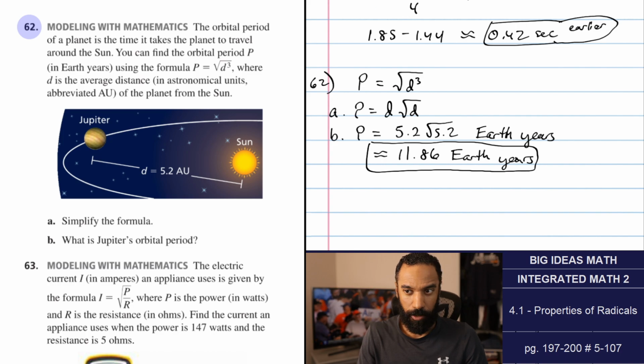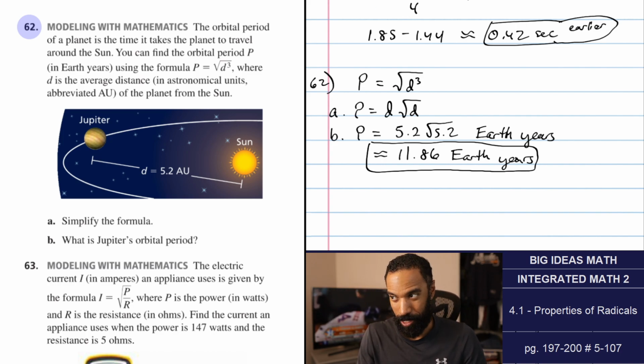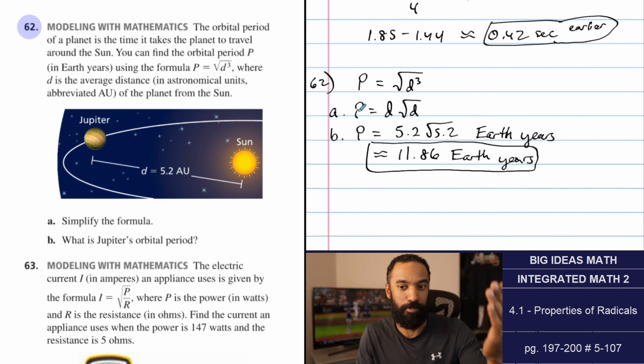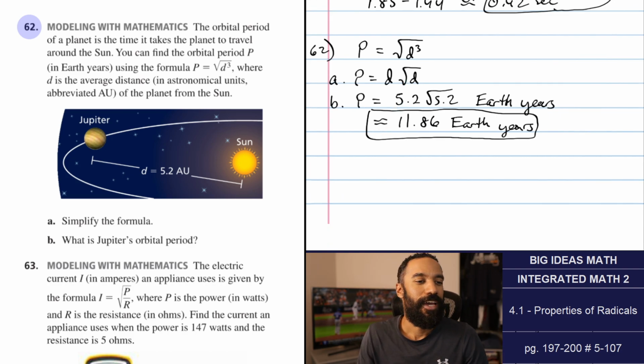I was wondering how long it would take Earth to orbit the sun in Earth years. It'll take 1. I think the real question was how many astronomical units away is Earth from there, and we could totally just plug in 1 for P and kind of figure it out, but I'm not going to. Okay, number 63.